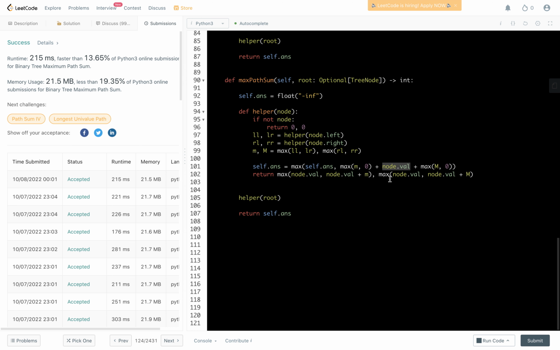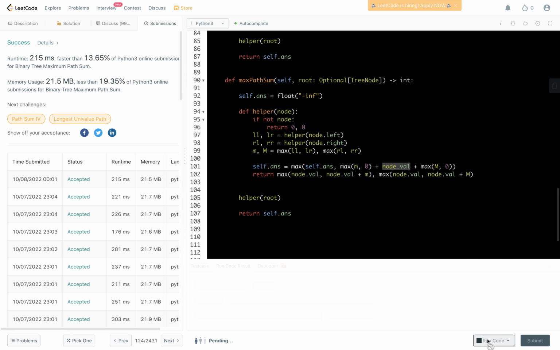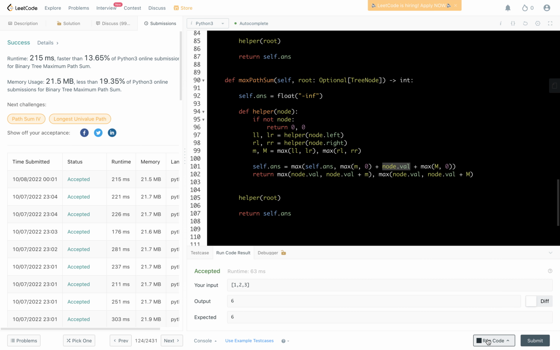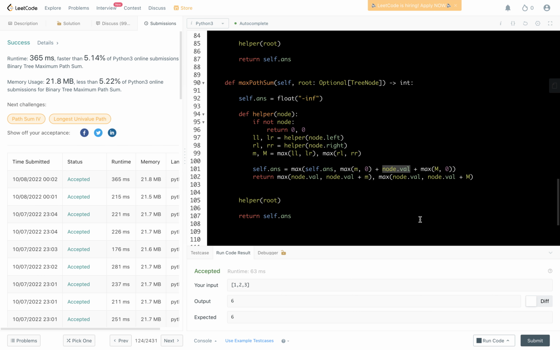So this max considers the previous state and the current maximum path sum passing through this node, and using this node as the highest level. So with that modification, let's do a check again. It passes the test case, now generic case. Yeah, it passes all the generic cases.